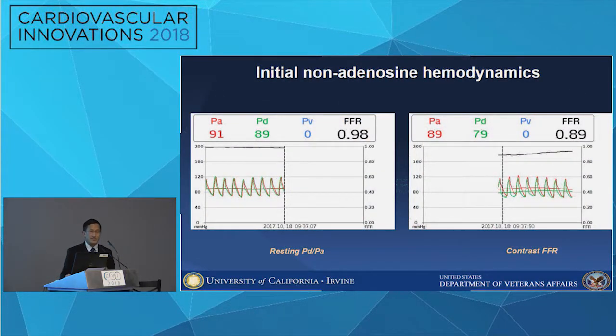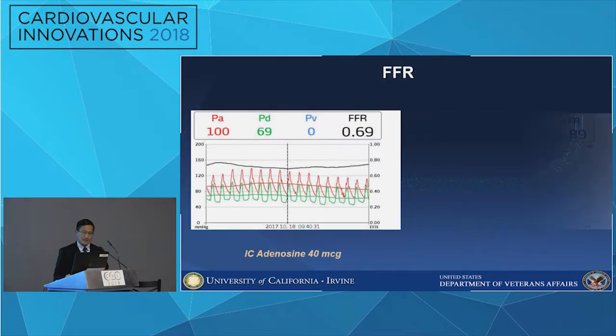The resting ratio is 0.98, indicating no significant stenosis, but the contrast FFR is 0.89, which may be a question mark. With IC adenosine, the FFR is 0.69, indicative of a highly significant stenosis. So which one do you listen to? The iFR of 0.98, which is normal, or an FFR of 0.69.